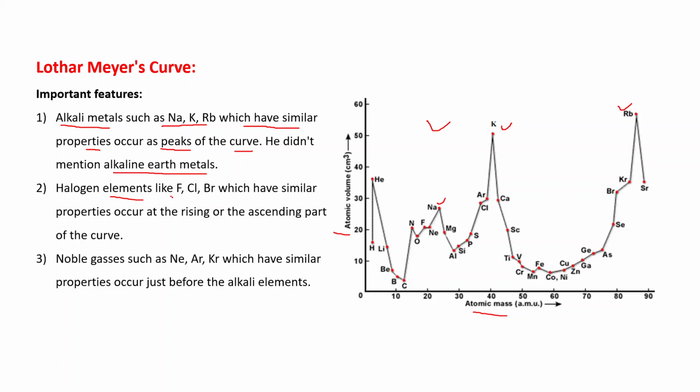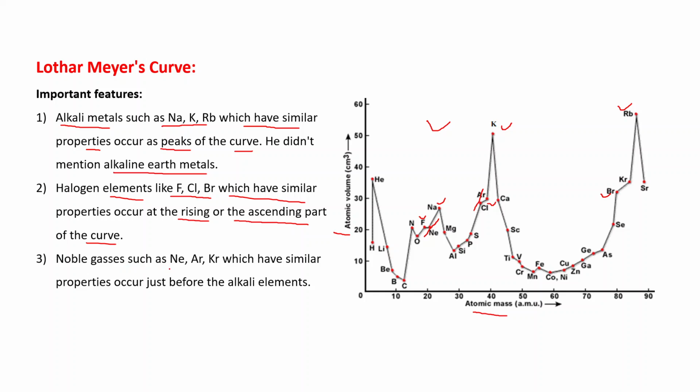Halogen elements like F, Cl, Br, which have similar properties, occur at the rising or ascending part of the curve. You can see this one is the ascending part of the curve, and this is fluorine. This is the ascending part of the curve, this is chlorine. In the same way, this is bromine.